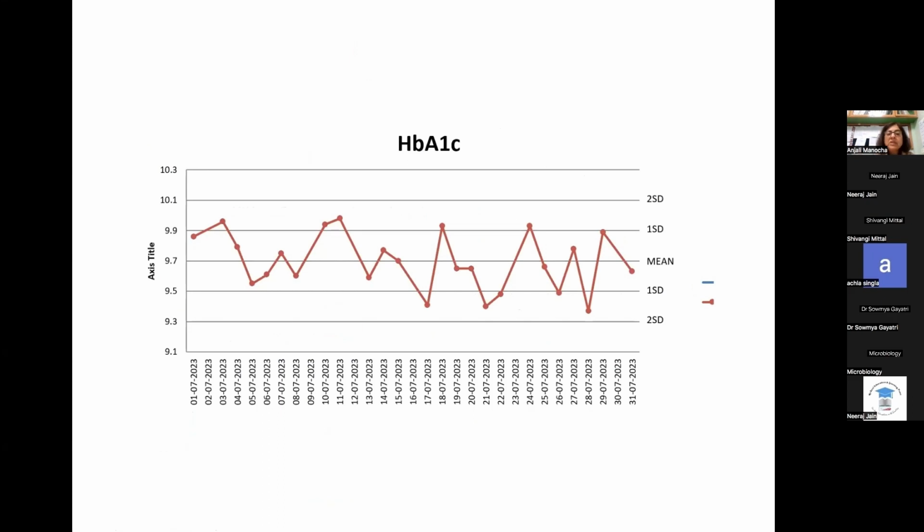Now, sometimes what happens is that we are using a very small analyzer, a semi-auto analyzer, or a machine for, say, A1C, where the machine does not give an LJ chart. What do we do in those circumstances? The easiest way is to put the values in Excel and plot it ourselves manually, so that at least we get an idea of how our control and how our IQC is performing. So we can make the mean here, we can make 1 SD, 2 SD values here, plot them on Excel and get a perfect graph.